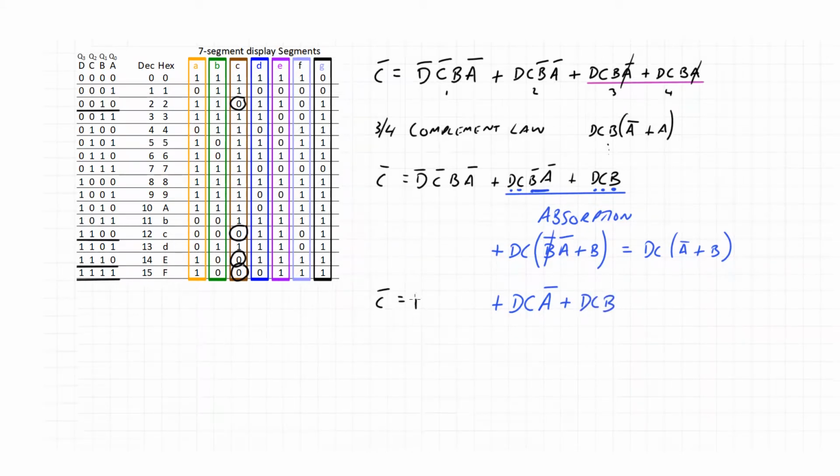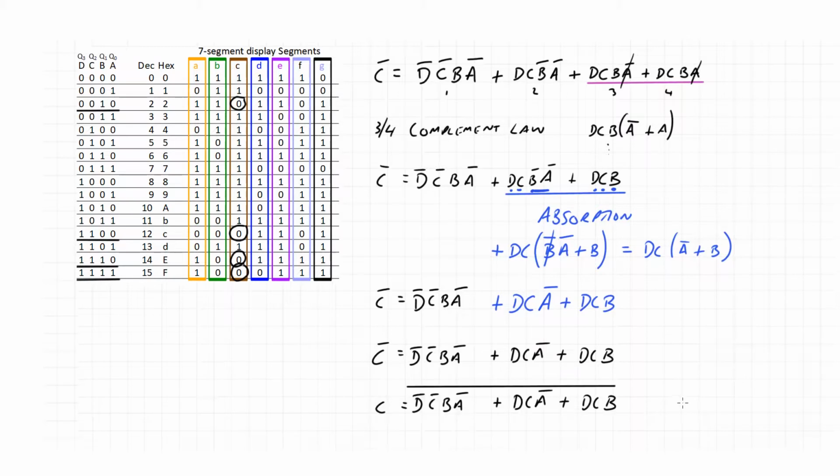So C is equal to not D, not C, B not A, or those other two terms. And there's no further simplification that we can do. So that is the output for not C. Put it through a NOR gate and it gives us the output for segment C. Because if you have odd terms and then they are negated or complemented, that's going to give us a NOR gate to give us the output for C.